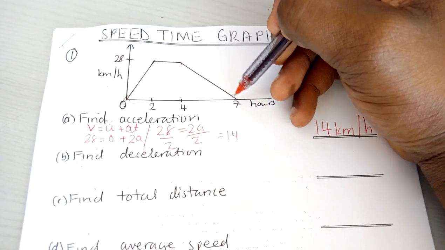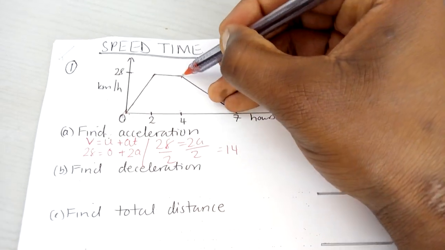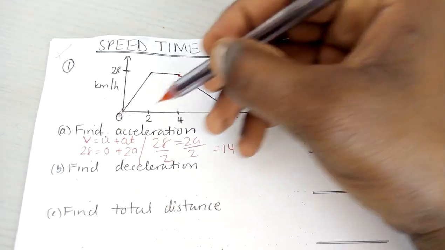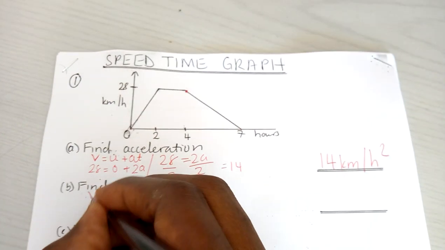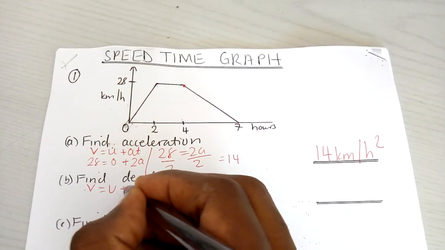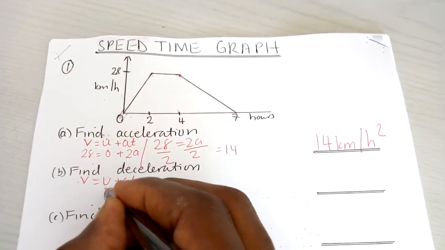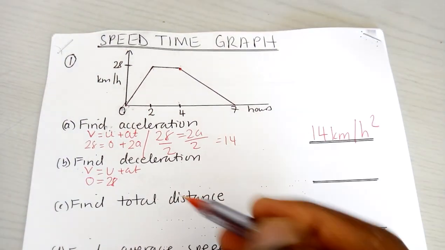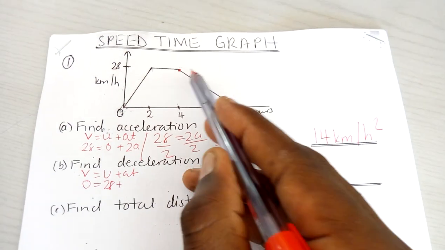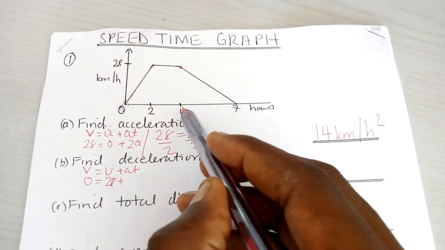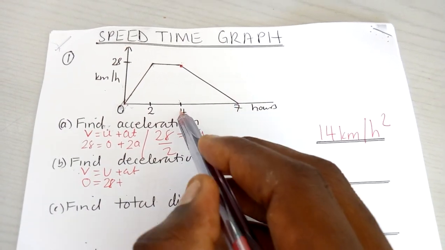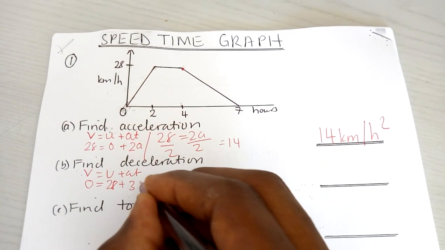B, find deceleration. Deceleration is going down. Our starting position is 28, and our finishing position is 0. So using our same formula, starting is 28, but finishing is 0. But what is the time spent during decelerating? That is 4 to 7, and 7 minus 4 gives us 3 hours.